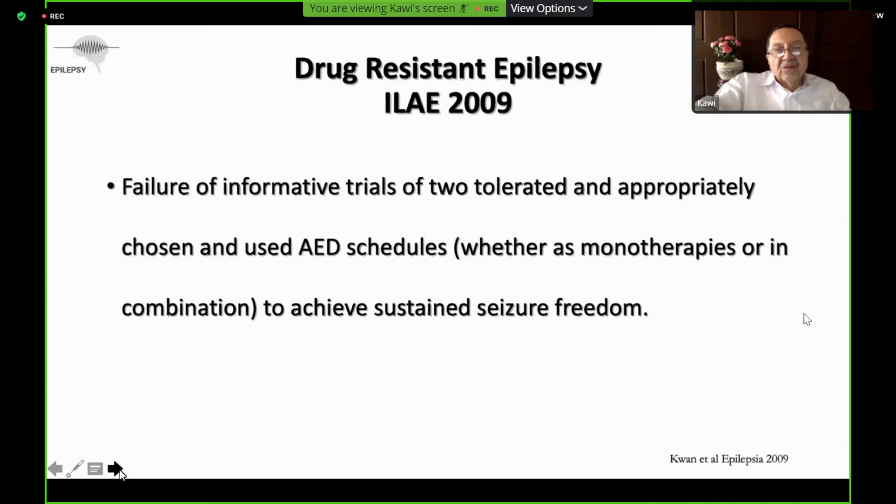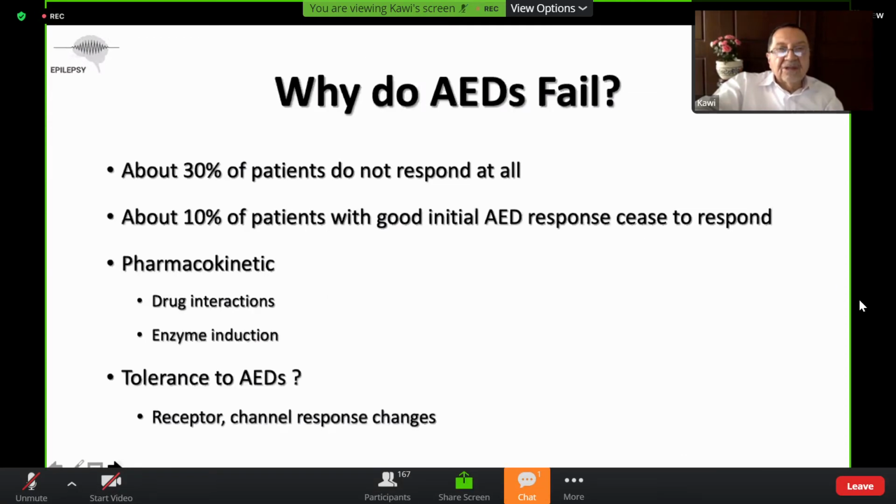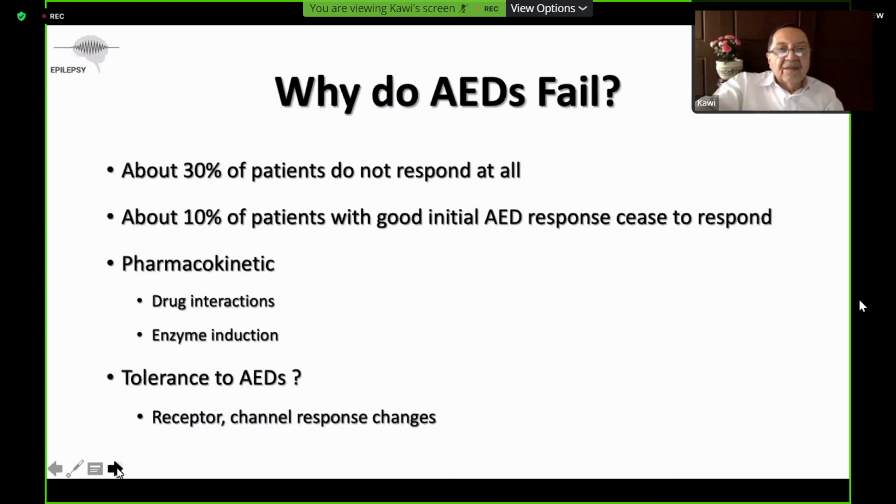And when we talk about drug-resistant epilepsy, the definition is failure of an informative trial of 2 well-tolerated medications, chosen and used in an anti-epileptic schedule, to achieve sustained seizure freedom. Why do they fail? About 30% of patients may not respond to treatment. It is not a license for complete control. About 10% of patients with good initial anti-epileptic drug response may cease to respond.